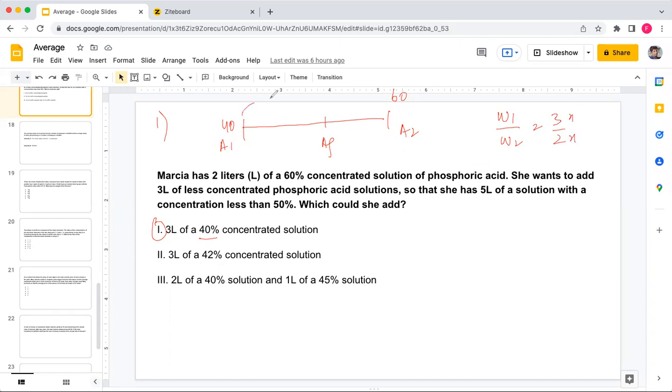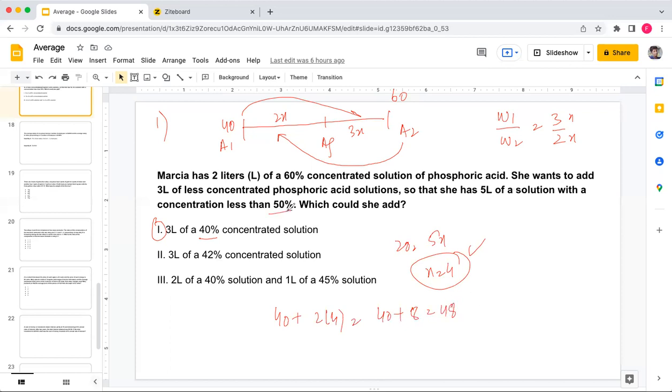So I told you, if this is A1, this side will be W1, this is 3x. And if this is A2, this side will be W2, that is 2x. So in total, 60 minus 40, 20 is equal to 3 plus 2, 5x. And x is equal to 4. Now you know x, so the overall average will be equal to 40 plus 2 into 4. This is 40 plus 8, which is 48. And this is less than 50, so this is the correct answer. Everyone got this right?